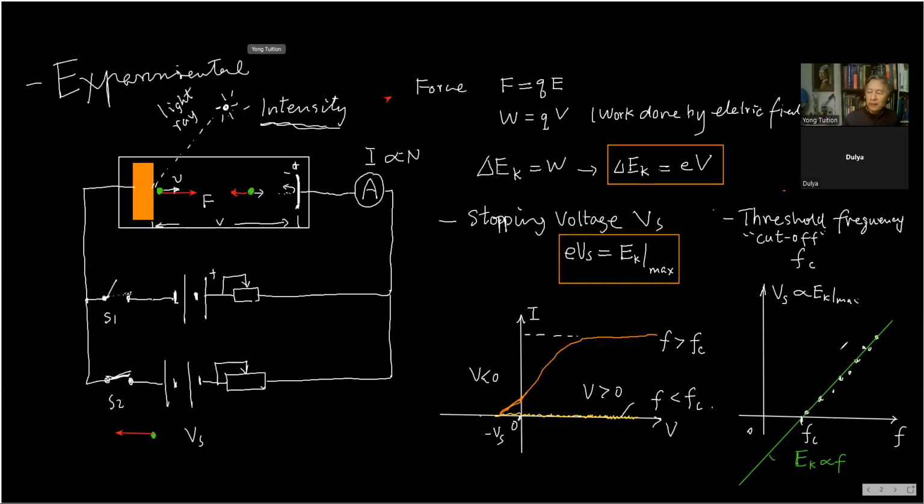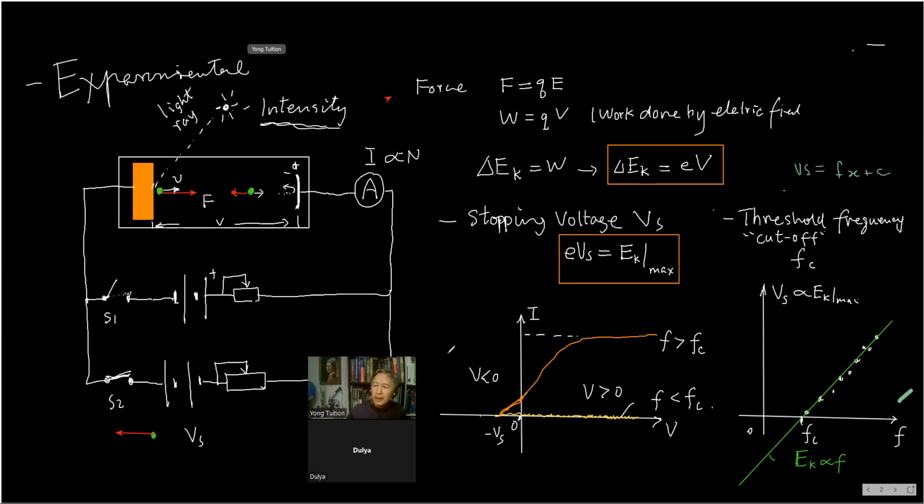Now, stopping voltage and cutoff frequency go together. Now use your mathematical knowledge. Can you build the equation for this one? How can we write a mathematical equation to build this straight line, the green straight line? It's a linear equation. You can write it down here.